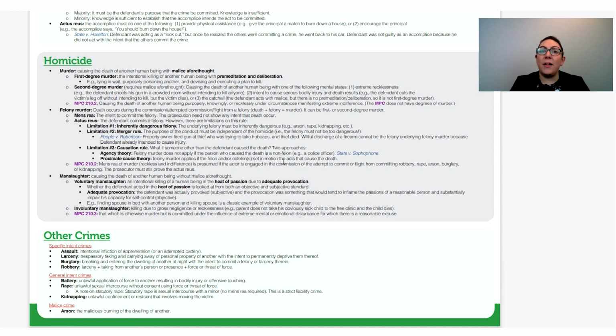Some jurisdictions follow the agency theory, which says that felony murder does not apply if the person who caused the death is a non-felon.